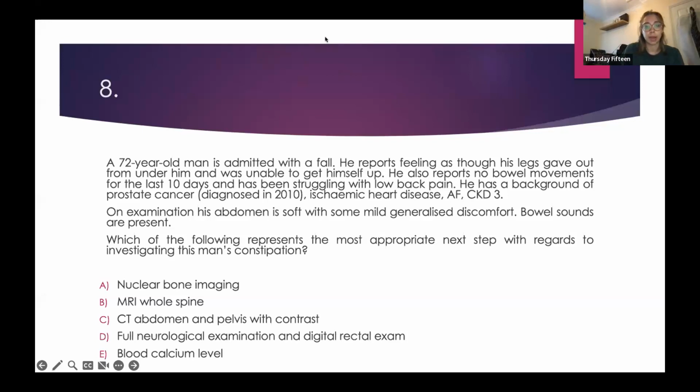So this question was about a man who came in with a fall. He's got a long history of prostate cancer, a bit of constipation, some low back pain. What would we do to investigate this man's constipation? Fab. So most of you have said D, which is the right answer.